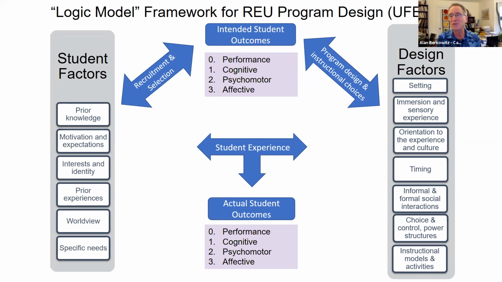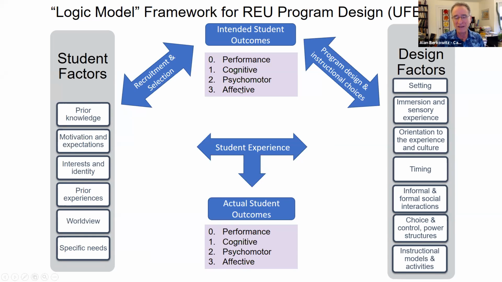Those are kind of the student factors. And then on design, there's things like, where is the program? How long? How are you bringing them into the program? What kind of social interactions? Choice and power is kind of an interesting feature to think about. Where does the power lie in controlling the experience?